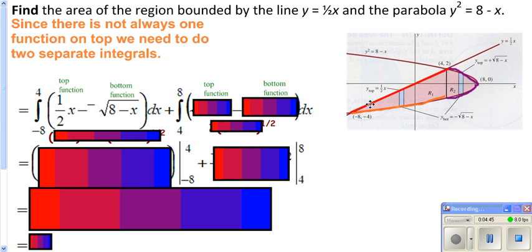Now this one here, the red line is only on top from x being negative 8 all the way over to x being 4. So we're integrating from negative 4 to 8.